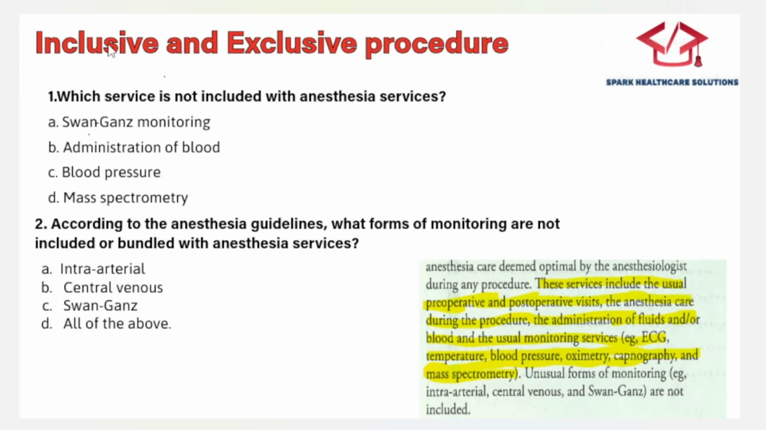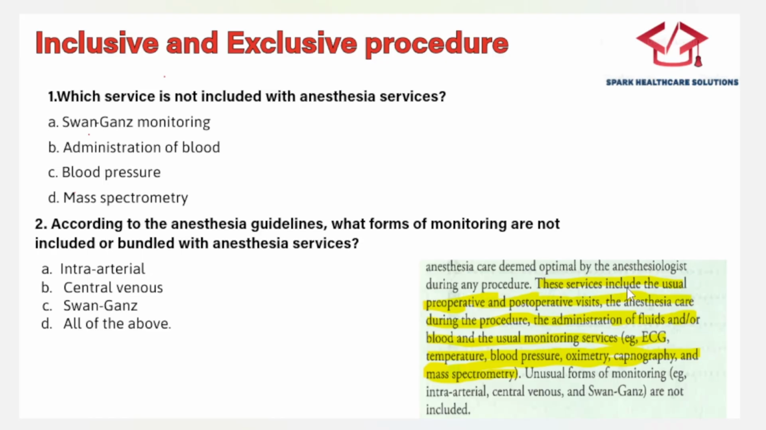Next one is inclusive and exclusive procedure. So in the anesthesia series, we should know where to code the anesthesia's codes. Okay, so inclusive is already included in the anesthesia code range. So in our CPC book, this paragraph is there.